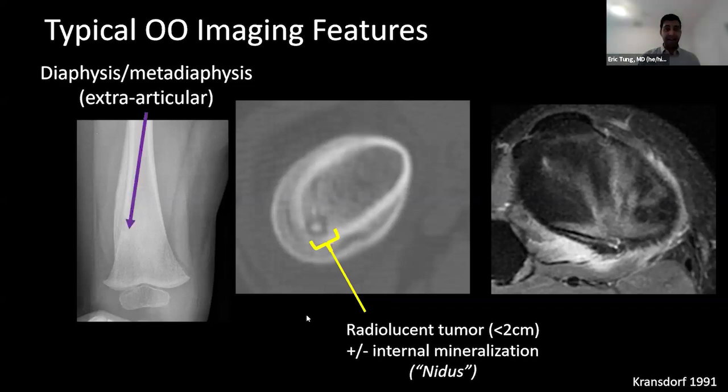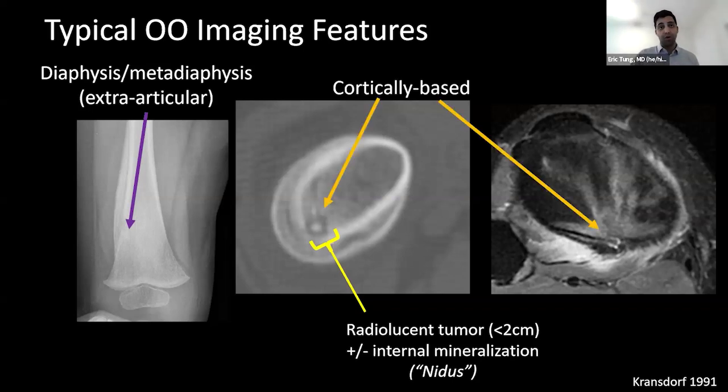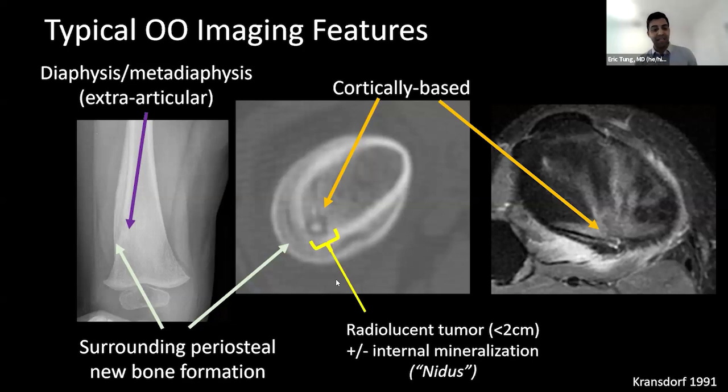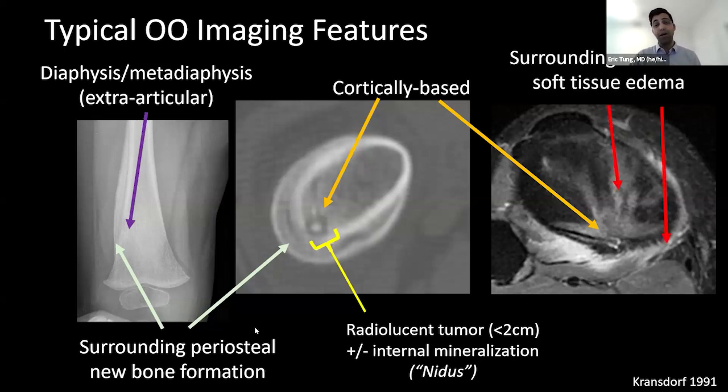Most often, these are going to be diaphyseal or metadiaphyseal and extra-articular. They are often cortically based, and we'll talk a little bit about some of the possible locations, but usually they are eccentric within the bone and close to the cortex or in the region of the cortex. And a very classic finding is to see surrounding periosteal new bone formation or periosteal reaction that will have a non-aggressive, smooth appearance, but can be quite robust and can even extend into adjacent bones that are nearby, especially in things like the pelvis. And one of the most classic features that we're going to be talking about a lot is that there's a lot of surrounding marrow and soft tissue edema.